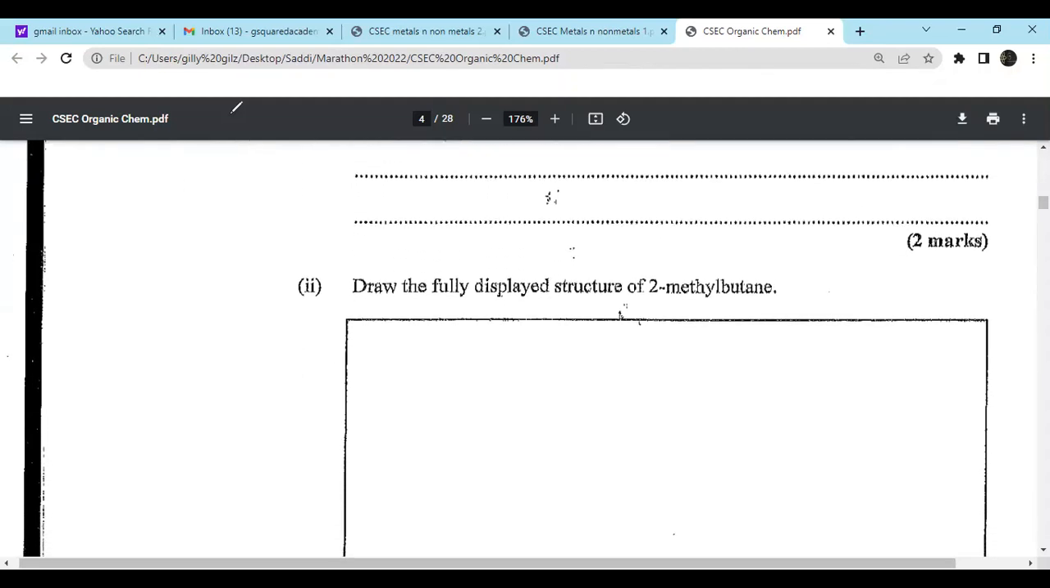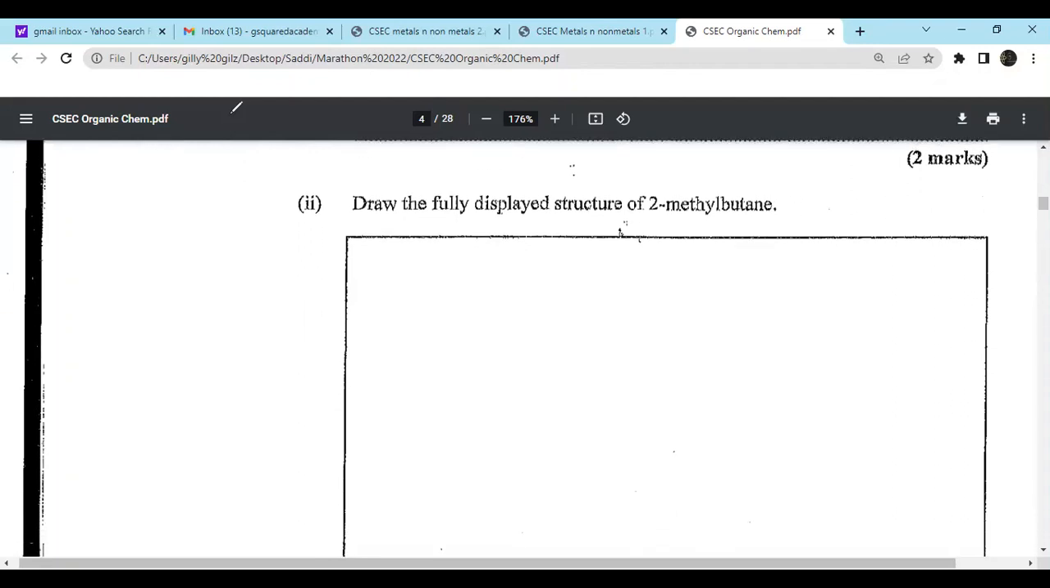Draw the fully displayed structure of 2-methyl-butane. So let's look at it now and dissect the name to show you how you can get the structure. You have to start from the right and work your way to the left. So the first thing is an alkane. It's butane. How many carbons are present in butane? 4. How do I know it's 4? Because but is the prefix for 4 carbons. So you draw 4 carbons in a chain like that. It's an alkane, so there are no double bonds or anything else.